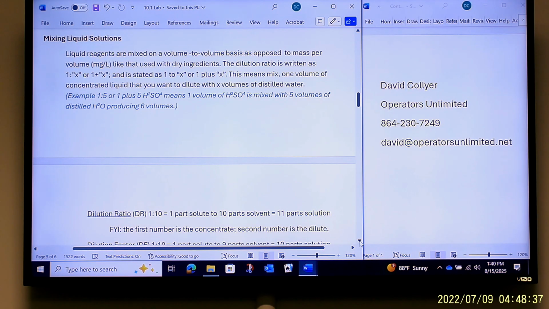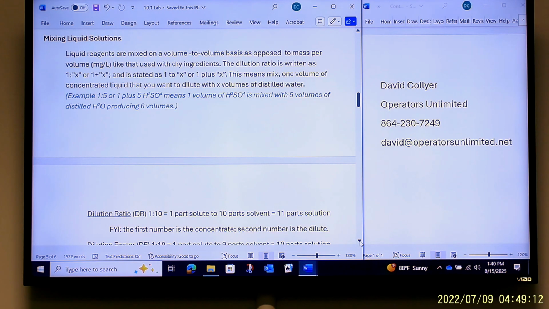In a lab, you're going to have to mix up liquid solutions from time to time. So liquid reagents are mixed on a volume to volume basis as opposed to a mass per volume. So if you're using dry ingredients, you're going to use the mass per volume, which is milligrams per liter. But on a liquid reagent, it's going to be volume to volume.